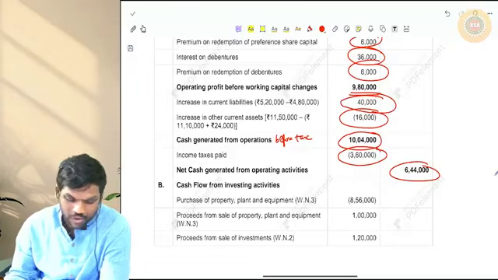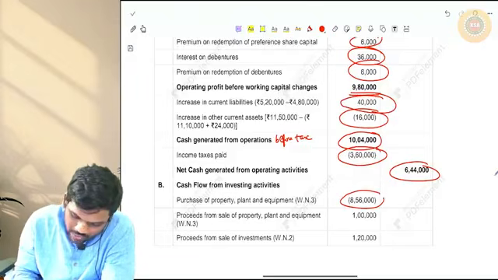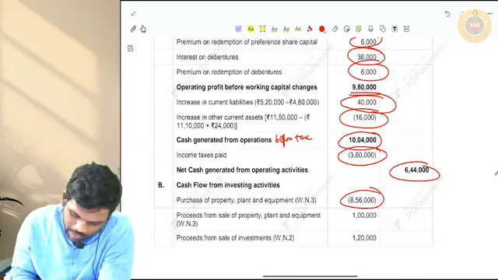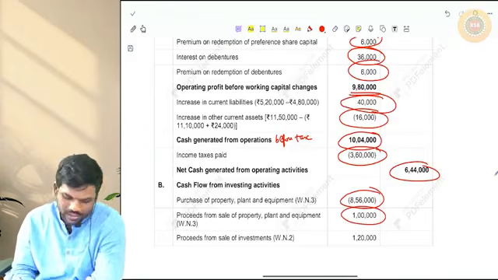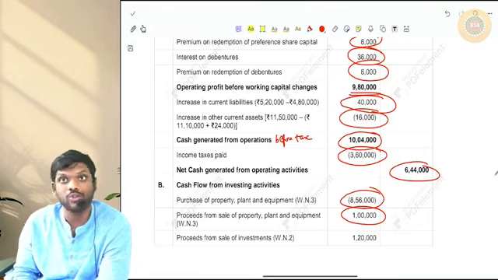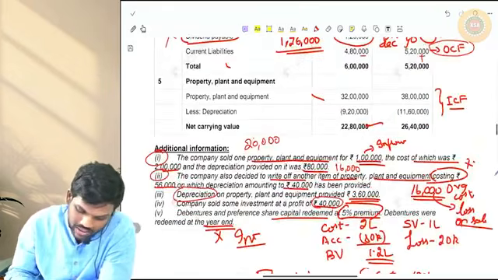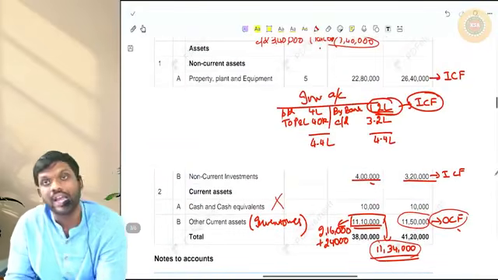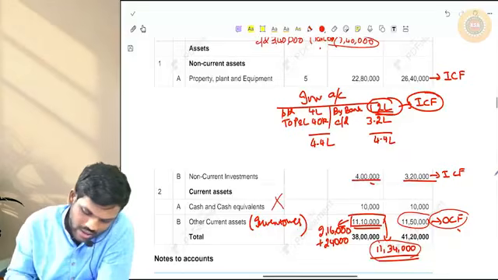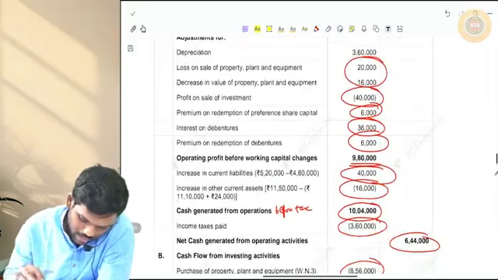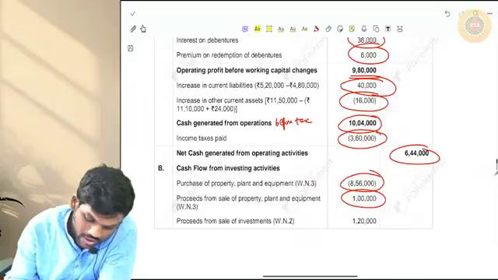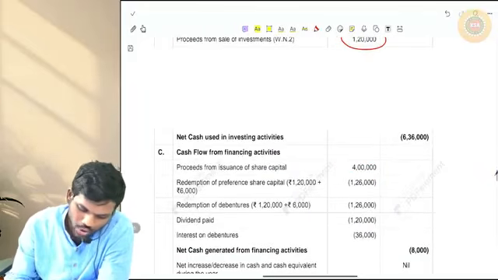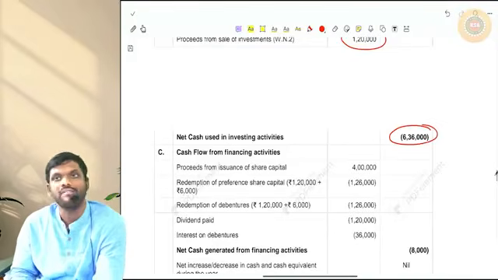Now PP, if you remember in PP ledger account, we found out a balance figure of 8,56,000. Since it is an outflow, take it as negative. And then we sold one PP and got 1 lakh, it is an inflow, take it in positive. Then investments also to the extent of 1,20,000. If you remember, we prepared this investments ledger account, and found out that sale proceeds is 1,20,000. So that is also a cash inflow which needs to be removed. Sorry, that's also cash inflow. Sorry, it needs to be added. Okay. So if you do all this, you will get net cash flow from investing activities.